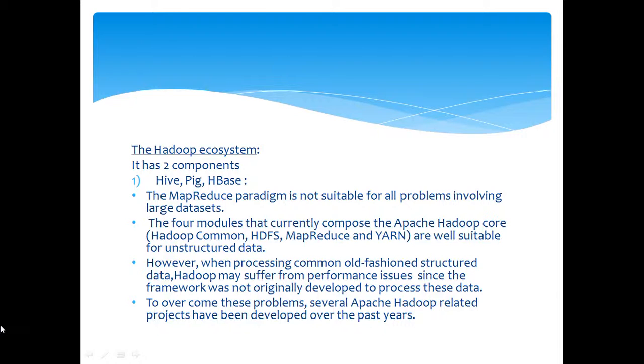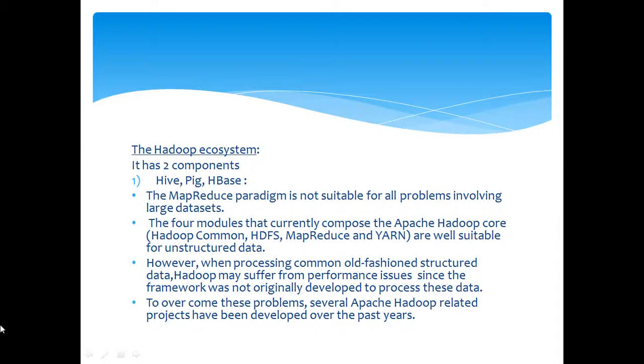Coming to the third part of the framework architecture, one of the things explained in the ecosystem is Hive, Pig and HBase. The MapReduce paradigm is not suitable for all problems involving large data sets. Okay, and see, everything is not perfect. The four modules that currently compose Apache Hadoop are Hadoop Common, HDFS, MapReduce, and YARN, which are well suited for unstructured data.